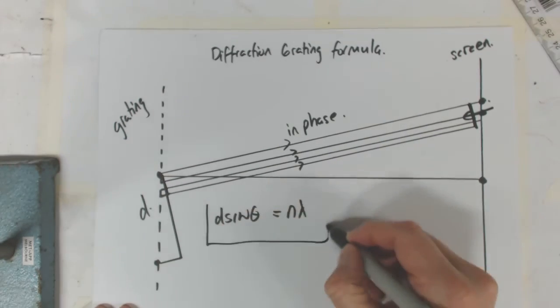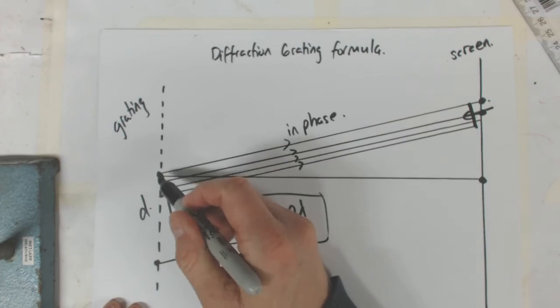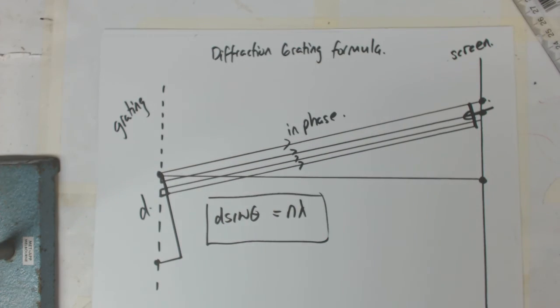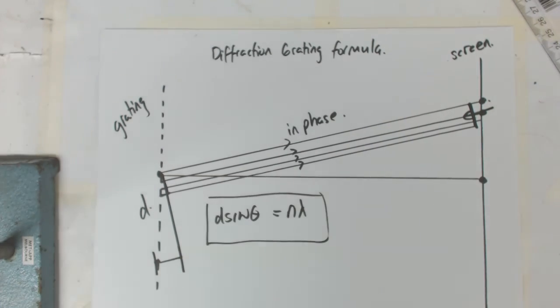This formula, therefore, is not an approximation. Alright, we did not have to approximate that formula. d sine theta truly is equal to n wavelengths, because that is d sine theta.